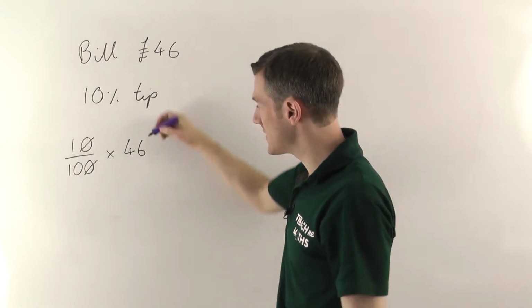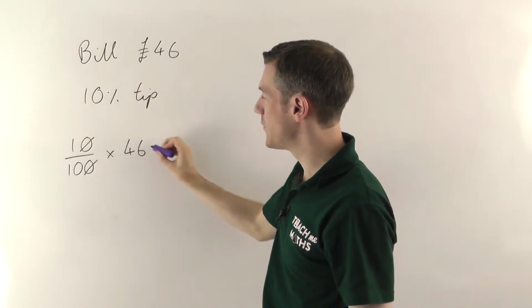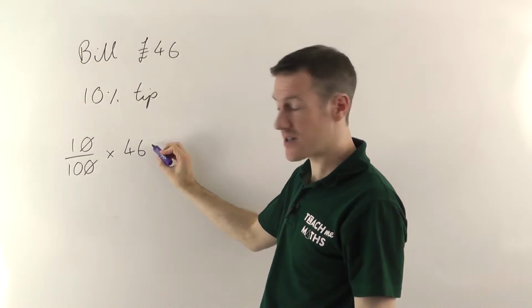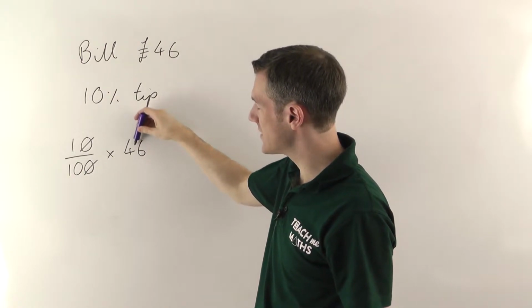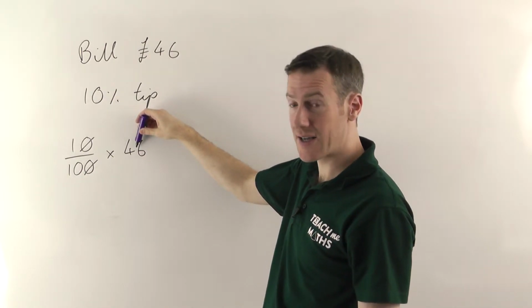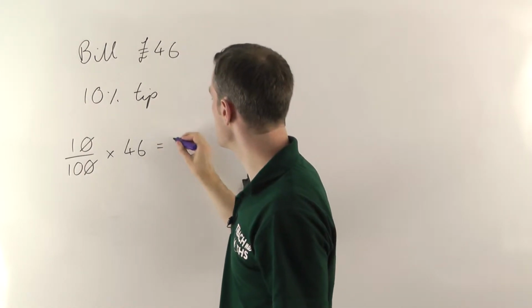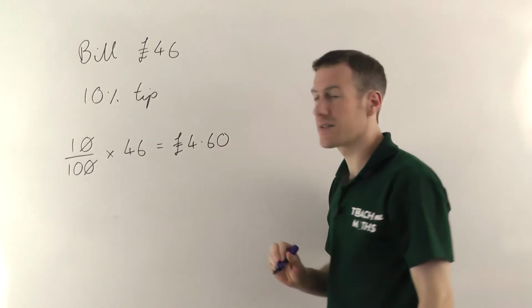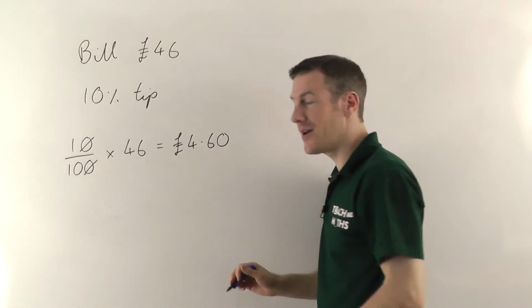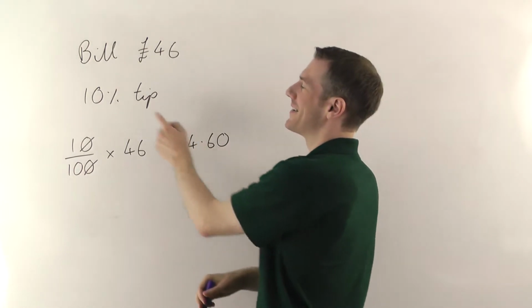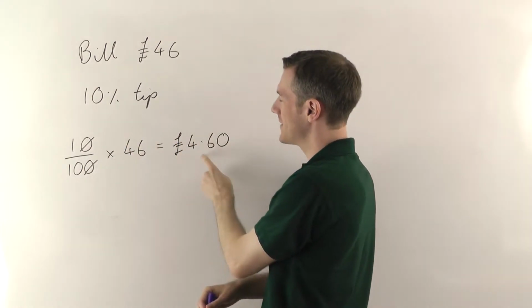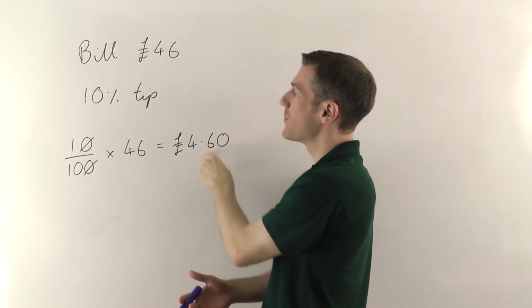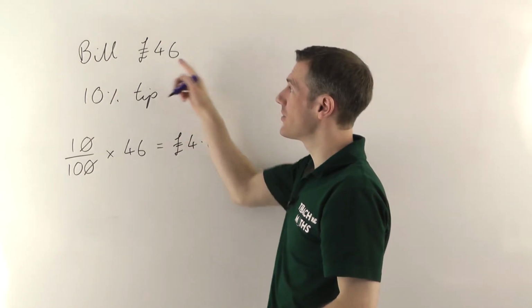Dividing by 10, you move the decimal point one place to the left. If it's £46, the decimal point will be at the end at the moment. So imagine that move one place to the left. It's going to be 4.6, or in terms of money, it's going to be £4.60. You just have to remember, don't stop here. 10% of £46 is £4.60, but it's a tip. We need to add it on to the bill.